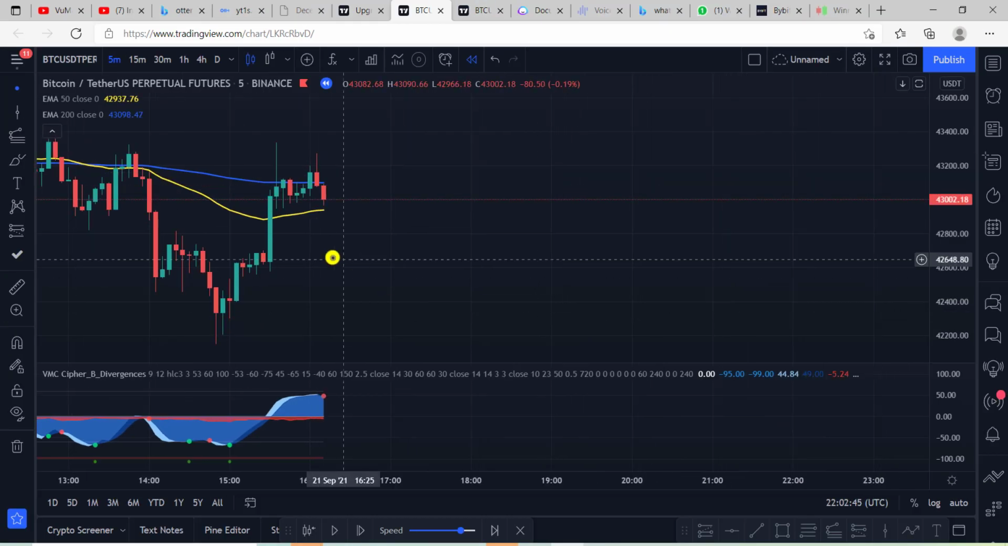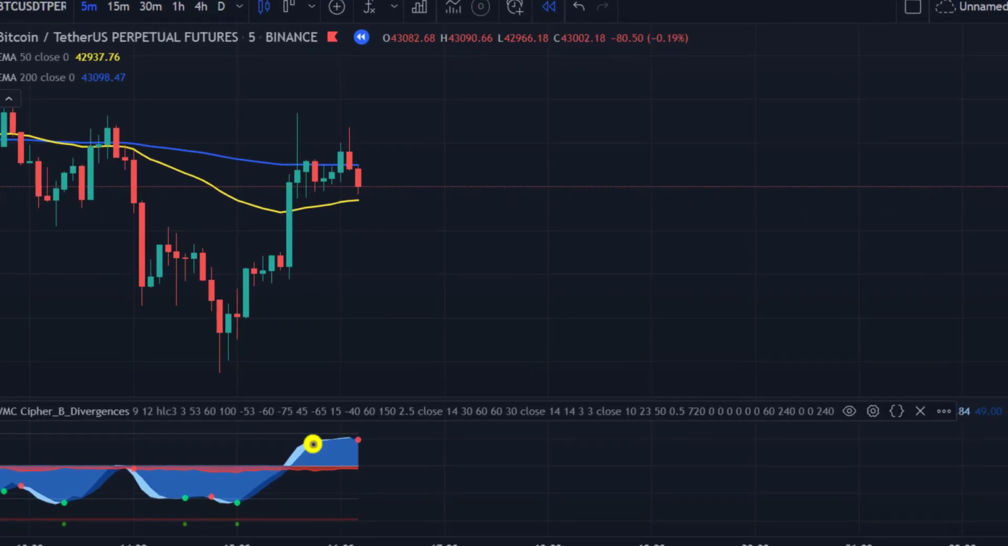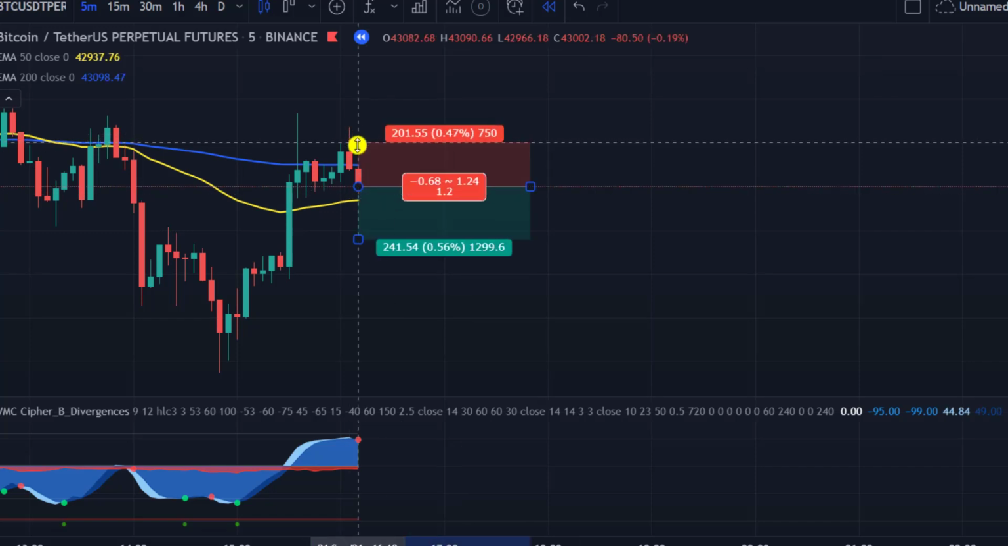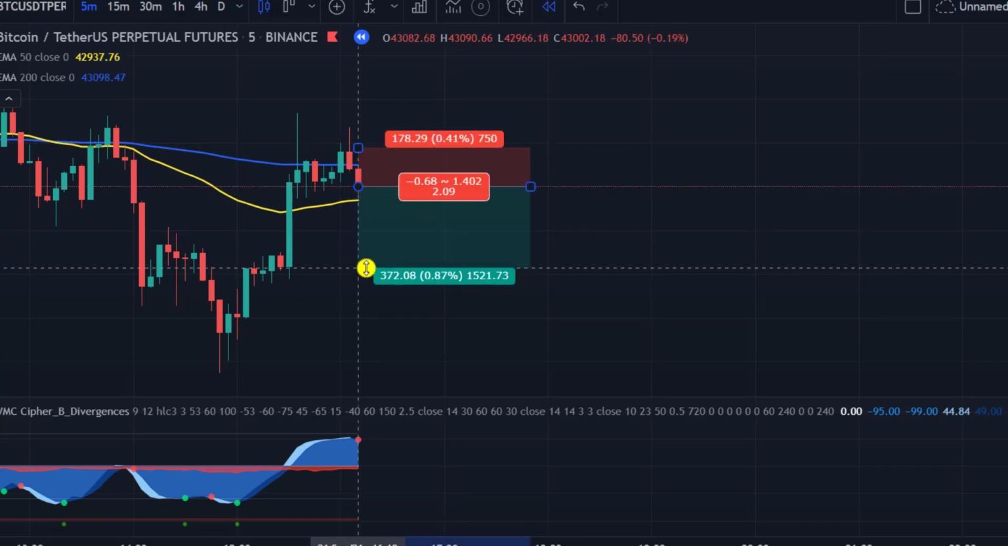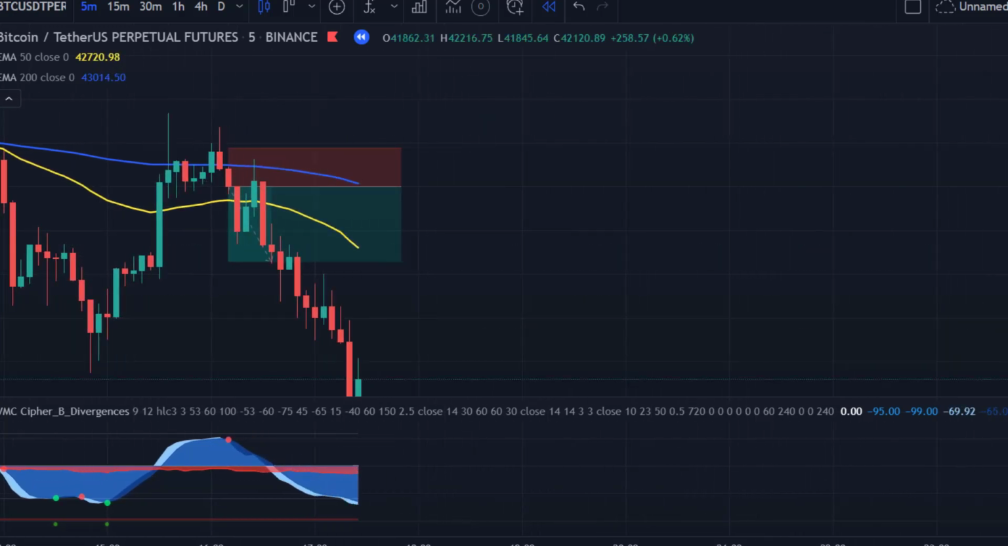Here is an example of a short position. As you can see, the price is below the 200 EMA and we have a retest at the 50 EMA. The wave of the Fu Manchu indicator is above the zero line and we have the small red circle on the wave. So we enter short and set our stop loss at 0.4% and take profit at 0.8%.